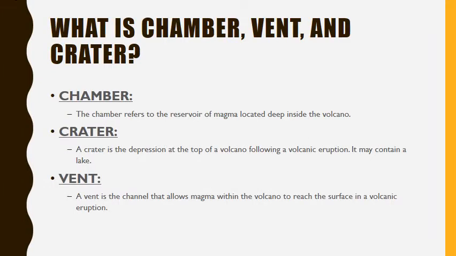What are chamber, vent, and crater? Chamber. It refers to the reservoir of magma located deep inside the volcano. Crater is a depression at the top of a volcano following a volcanic eruption. It may contain a lake. Vent. A vent is the channel that allows magma within the volcano to reach the surface in a volcanic eruption.